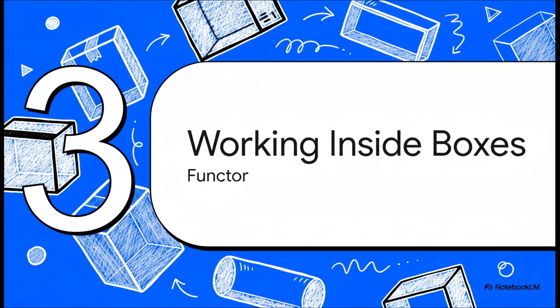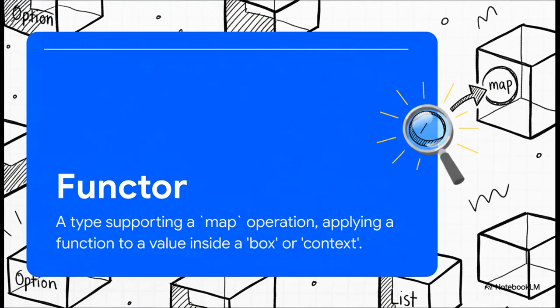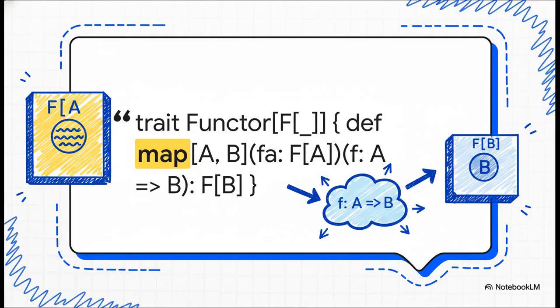All right, let's climb up to the next level of abstraction. We're now going to talk about working with values that are wrapped up inside some kind of context, or as I like to call it, a box. And this is where the functor comes in. A functor is any box-like type, think option, list, or future, that lets you apply a function to the value inside it using the map method. You don't have to worry about whether the box is empty or full. The functor takes care of all of that messy logic for you.